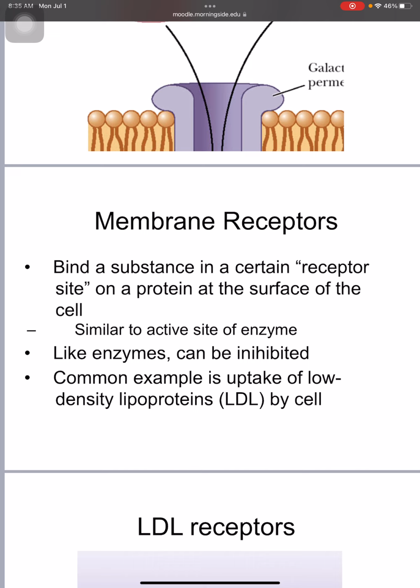Lipoproteins are basically these big balls that's composed of both lipids and certain types of proteins. Low density ones are not packed together.